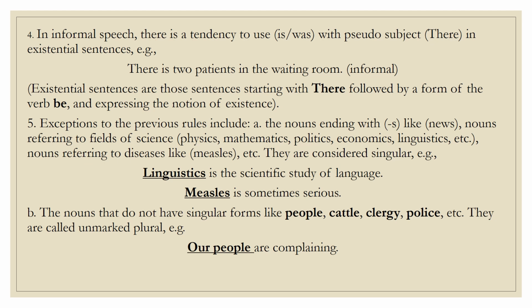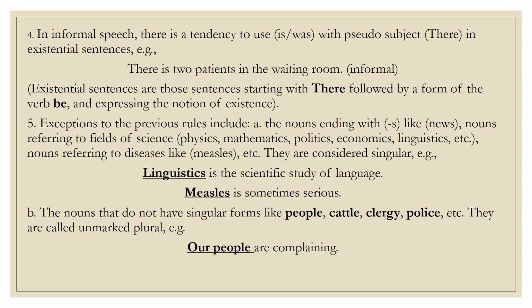These nouns, as I wrote here, are called unmarked plural. What do we mean by unmarked plural? These nouns are plural, but without having the mark that we usually depend on in identifying plural nouns from singular nouns. What is this mark? It is the plural S.